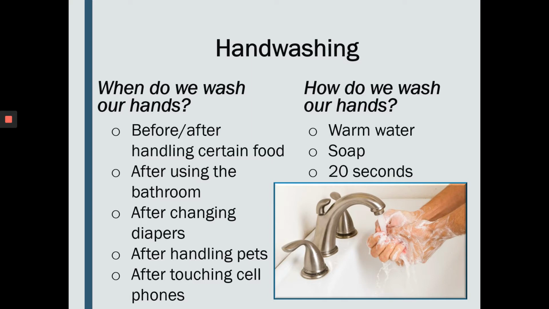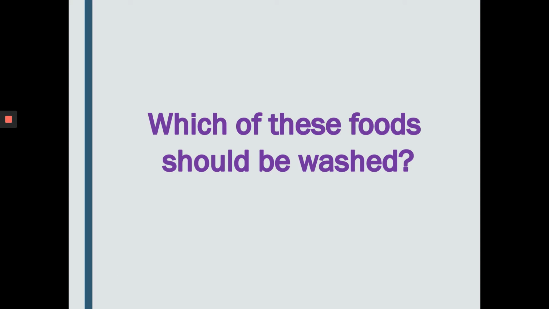Clean, dry cloth towels or paper towels are the most sanitary options for drying your hands. Air dryers should be avoided because they recirculate air and can recontaminate your hands. Some of the foods we eat need to be washed. Can you tell which of the fruits and vegetables should be washed?